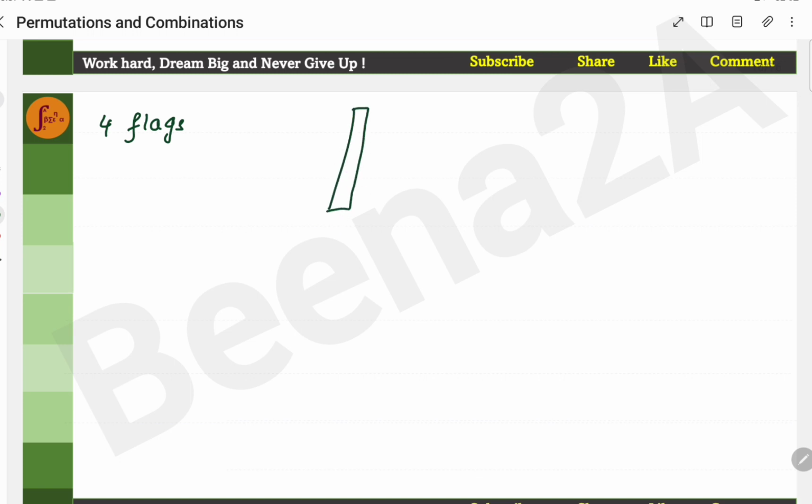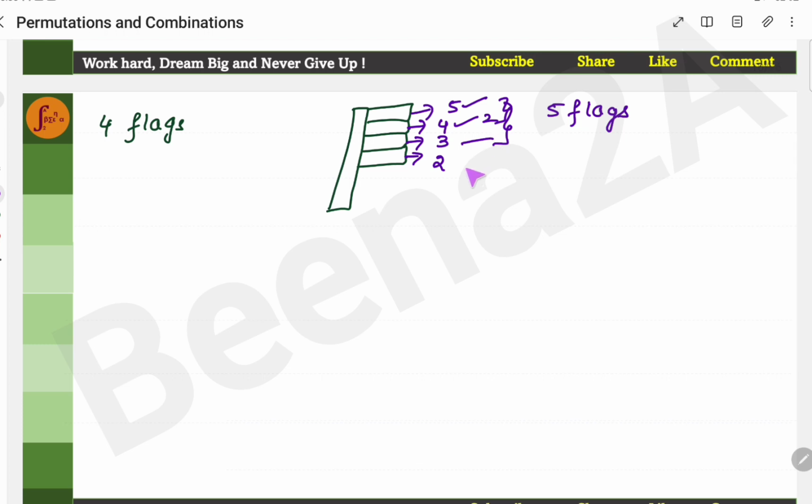Right? I have a vertical staff. I need 4 flags here. So total available flags is 5. First flag, I have 5 ways. Second flag, 4 ways. Third flag, 3 ways. Fourth flag, 2 ways. Because here you have chosen 1, 2 are chosen now. Here 3 are chosen. So you are left with 2 flags now, finally. You keep reducing 1 flag at a time here. So now you multiply 5 into 4 into 3 into 2, which is 120 ways.